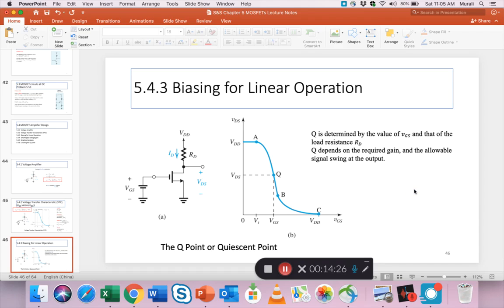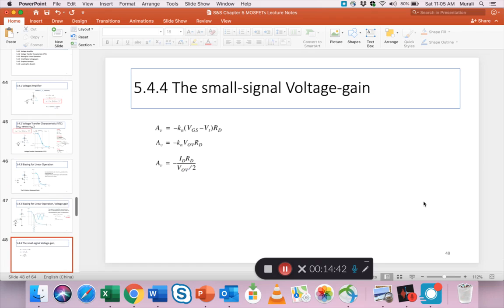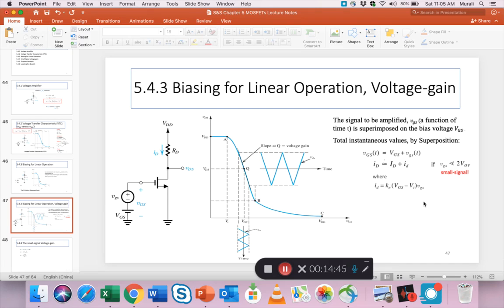Okay, moving on to slide 47. Here we bring in the idea of biasing for linear operation and introduce also the idea of voltage gain. We will spend more time later on the small signal aspect, but you will now for the first time see this circuit with the biasing voltage, the DC voltage, VGS, separate from the small signal, right? Now you've seen this for the BJT, the same idea is here.